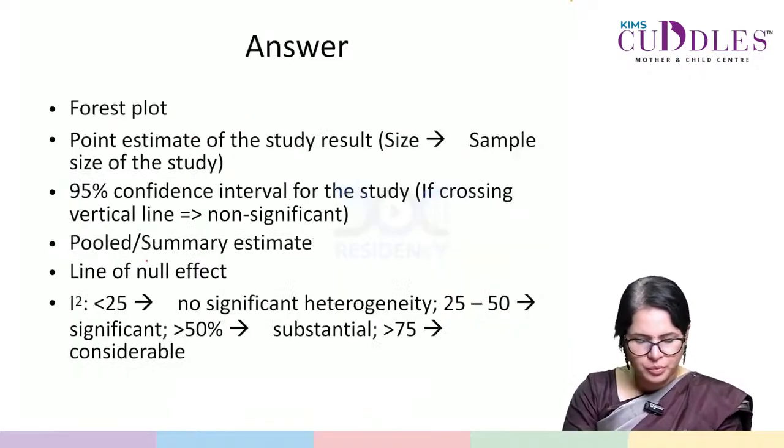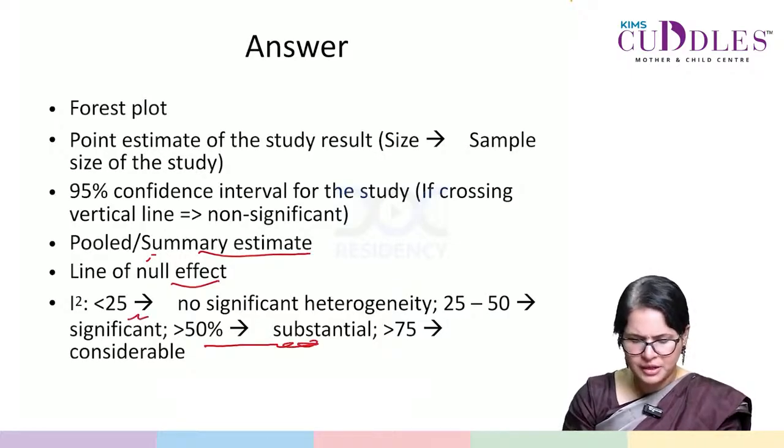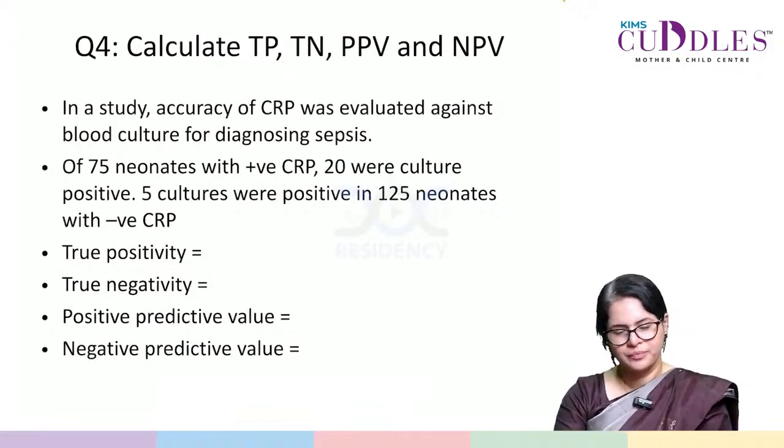So we studied the pooled or the summary estimate, the line of null effect, and if I-square is more than 50%, then there is substantial heterogeneity. More than 75% is considered to be considerable heterogeneity.